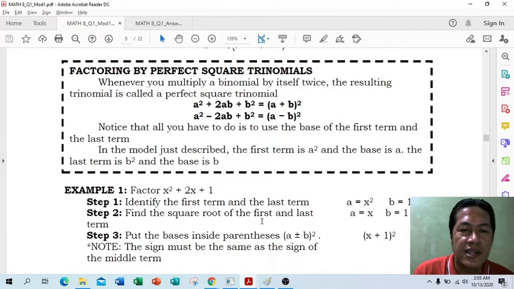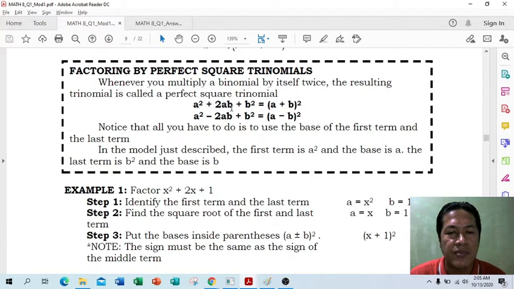Factoring by perfect square trinomials. Whenever you multiply a binomial by itself twice, the resulting trinomial is called a perfect square trinomial. A squared plus 2ab plus b squared equals, yan is siya, a plus b quantity squared. A squared minus 2ab plus b squared equals, basta na siya, perfect square trinomial.